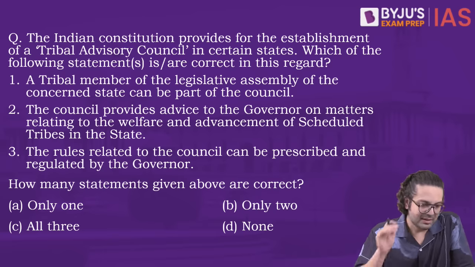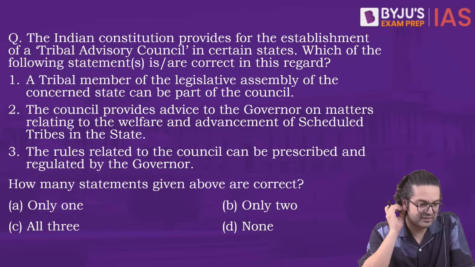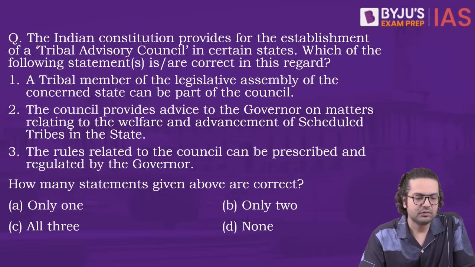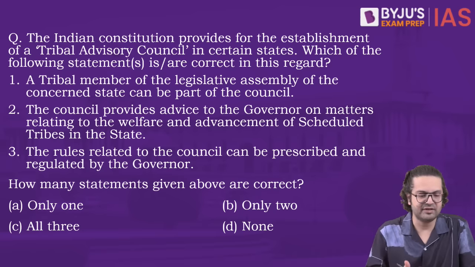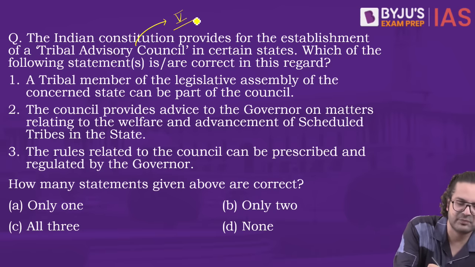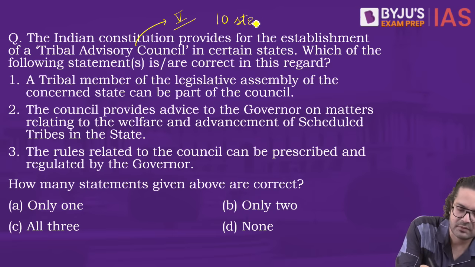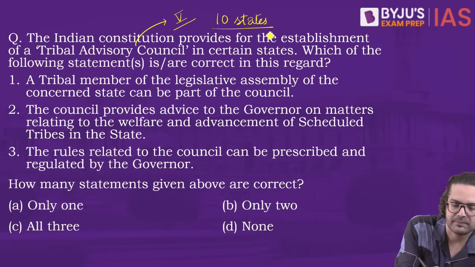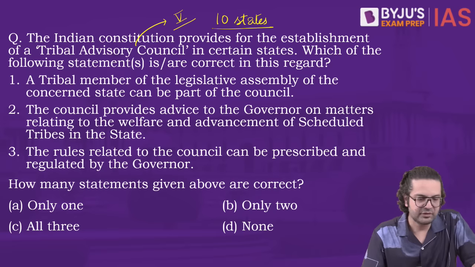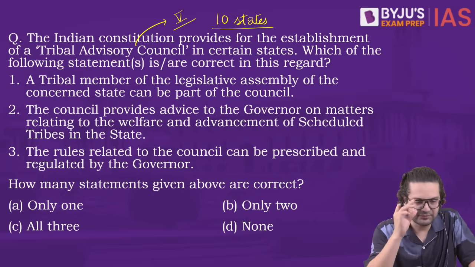Correct statement. A tribal member of the Legislative Assembly of the concerned state can be a part of the council. So the Indian Constitution provides for the establishment of TAC. Oh my bad, I just said those four states. TAC is meant for Schedule 5 areas. Apologies guys, slip of tongue, right? So these are 10 states. Not those 4 states. Those are the ADCs. So TAC, Schedule 5, 10 states.